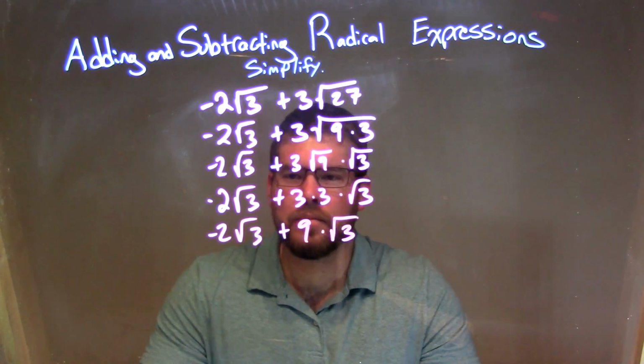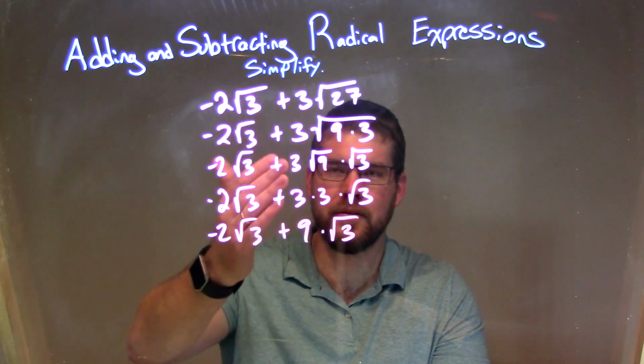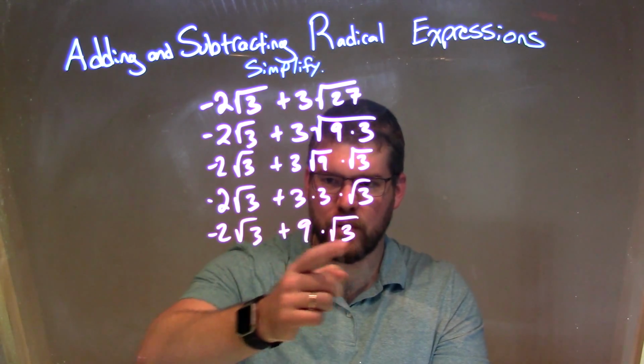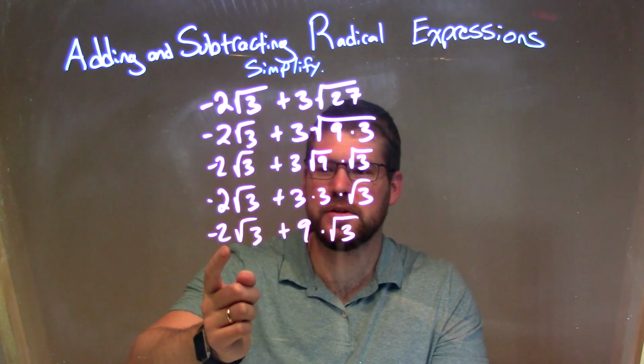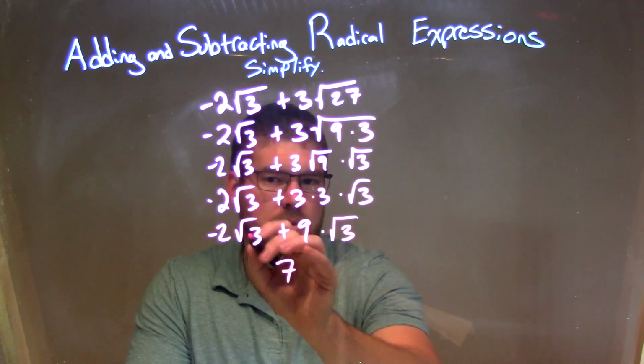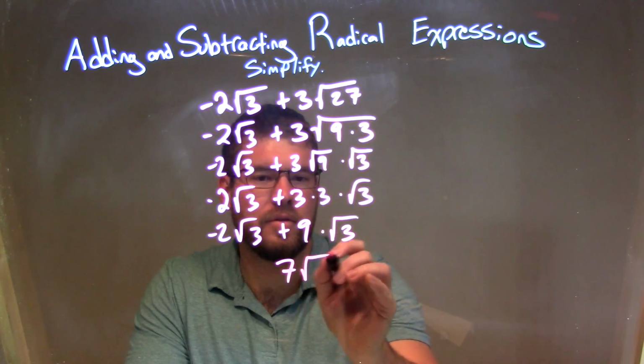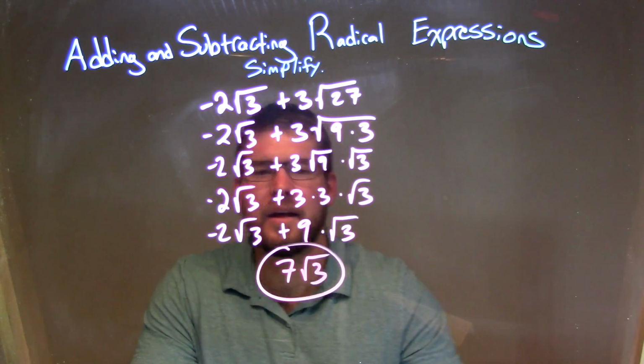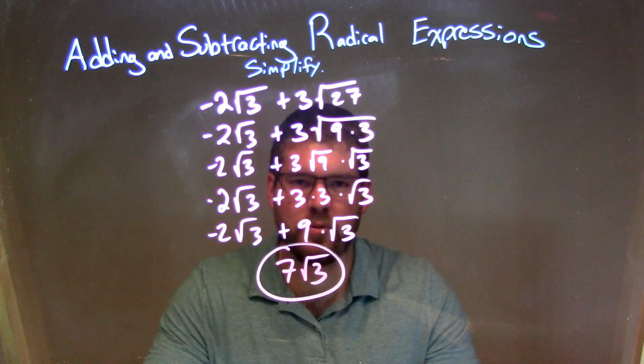And so now it's pretty simple. We've converted this, we adapted it to have the same square root right there. So we add the coefficients. Negative 2 plus 9 is positive 7. And then we can bring down just the square root, so we just have the square root of 3. And there we go. Our final answer here is 7 times the square root of 3.